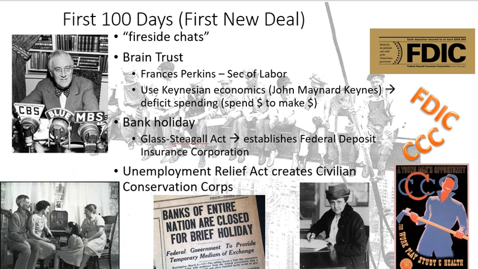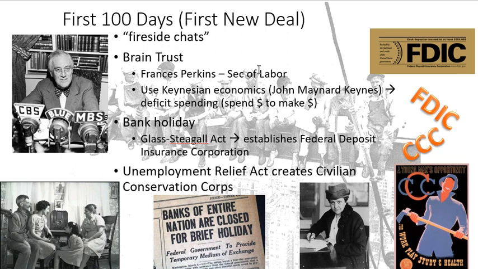His cabinet is going to be nicknamed the Brain Trust, right? Because he's going to try and find people from all different parties and all different parts of life to have really smart people together to come up with a solution to fix the Depression, right? And some of these people he's going to gather together. He's going to create a new department, this Department of Labor, and that department is going to be headed by Frances Perkins, who'll be the first woman in the U.S. cabinet. So we're getting new ideas that way.